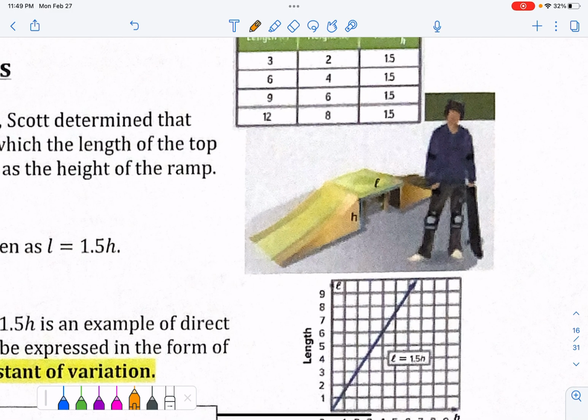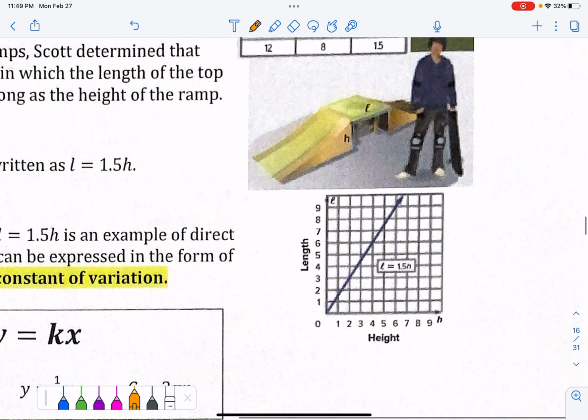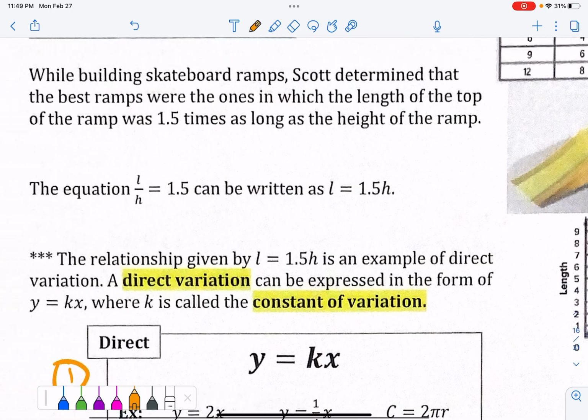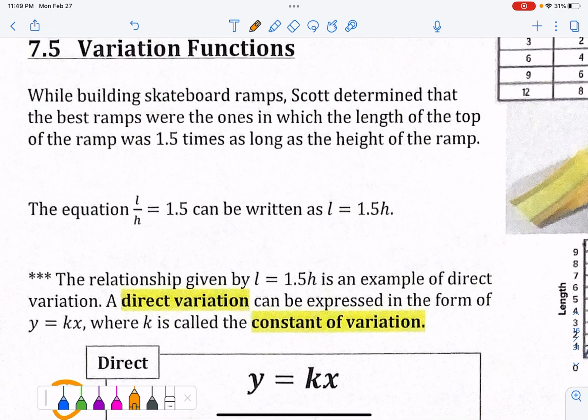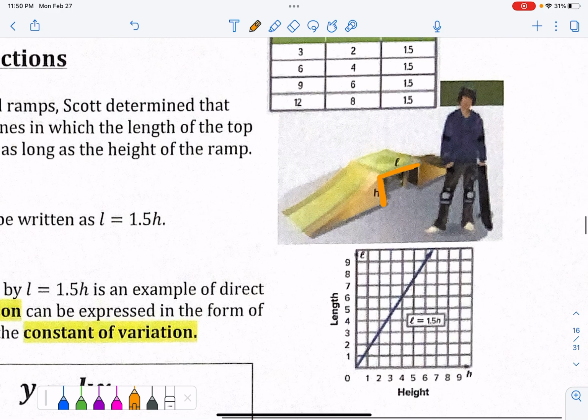So here's an example of a variation function where they're talking about the height of a skateboard ramp versus the length of the platform that there should be. When building skateboard ramps, Scott determined that the best ramps were the ones in which the length of the top of the ramp was 1.5 times as long as the height of the ramp. So if this was 1 foot, this would have to be 1.5 feet. Or if this was, let's say, 10 foot high, this would have to be 15 feet long.